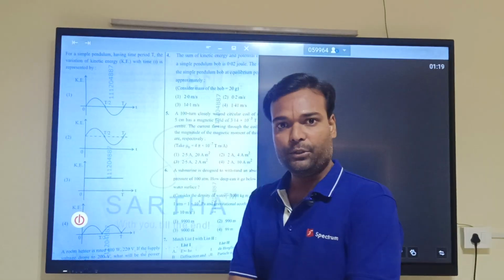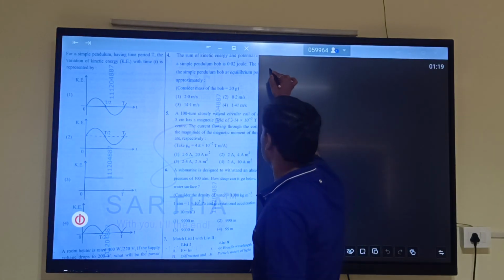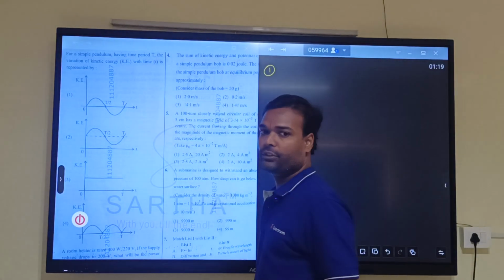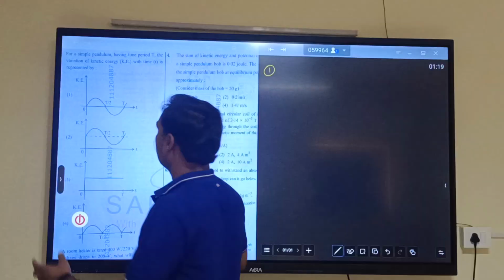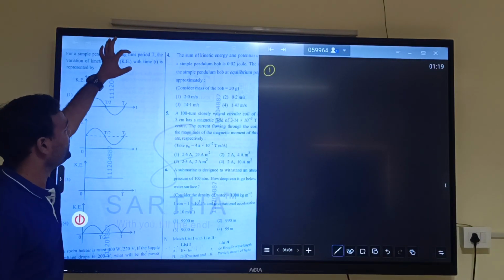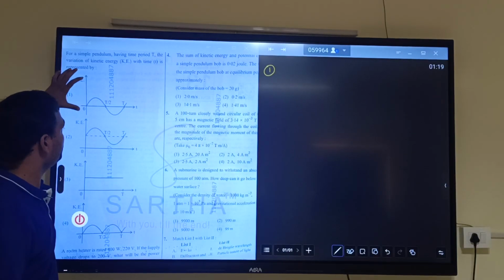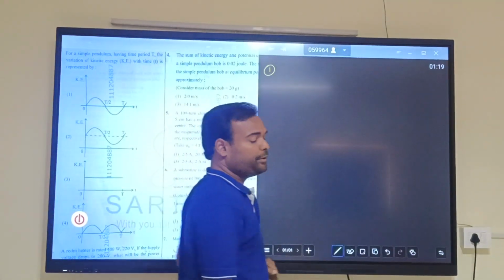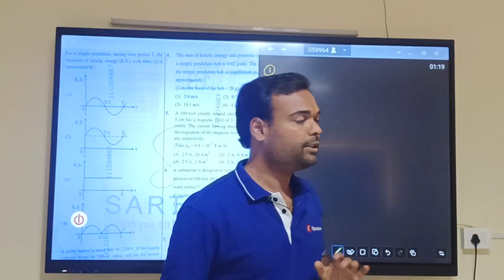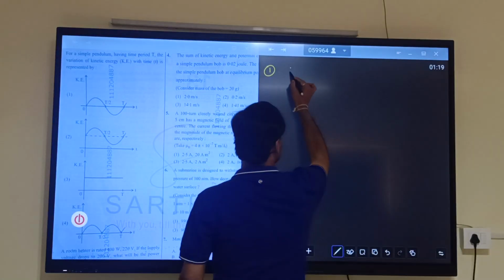Under the daily 1 PYQ session, today we will see the first question in the NEET 2026 question paper. See beta, for a simple pendulum having time period T, the variation of kinetic energy with time t is represented by. Before we solve this question, I would like to tell you with an example.